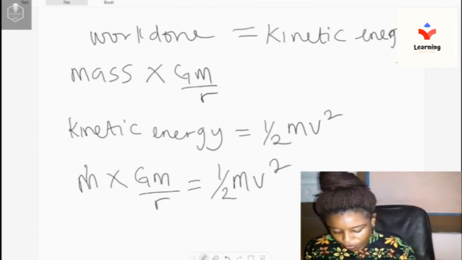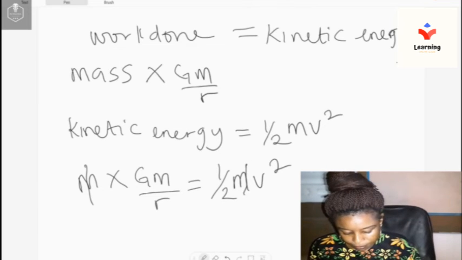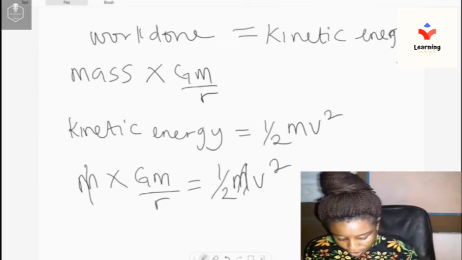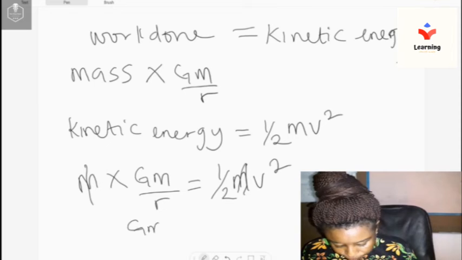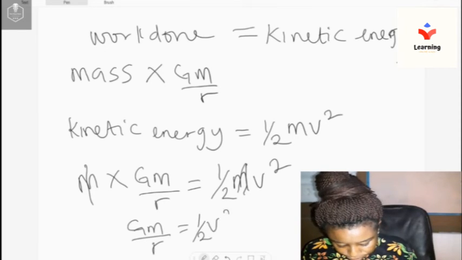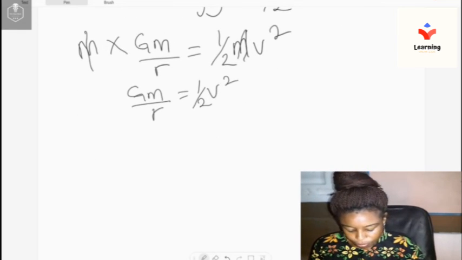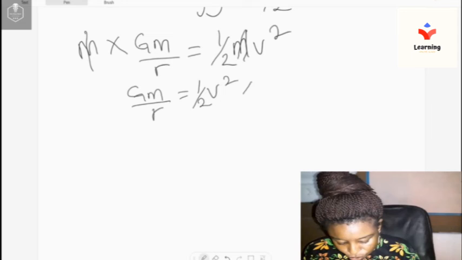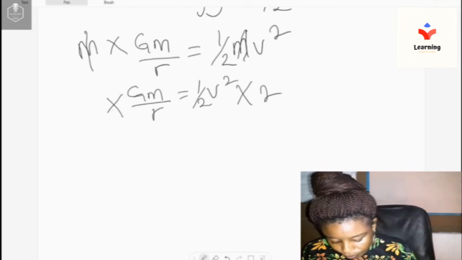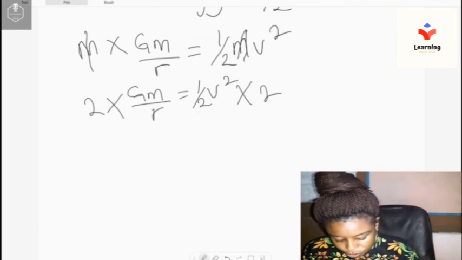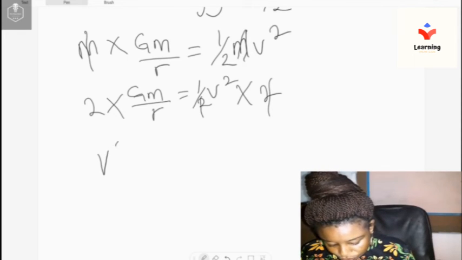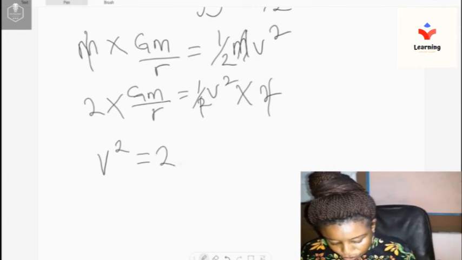So this m will cancel this m. So we have Gm over r equals half v squared. Now multiply both sides by 2, so these 2 will cancel these 2. From there we have v squared equals 2 times Gm over r.